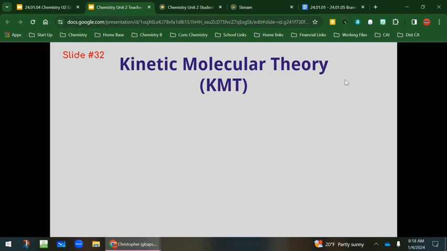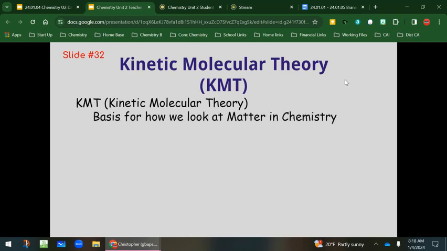Now, an educated guess is just a hypothesis. Here's what I think is going to happen. A theory, we tested this and tested this and tested this, and this is the best we can do. However, maybe it's not 100% right. Now, there are two points to kinetic molecular theory, ladies and gentlemen, or KMT. And it is how we look at matter in chemistry.